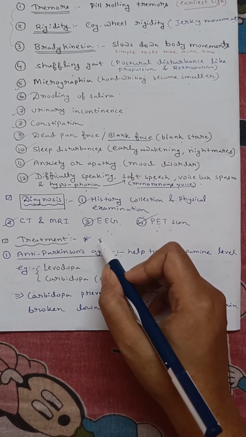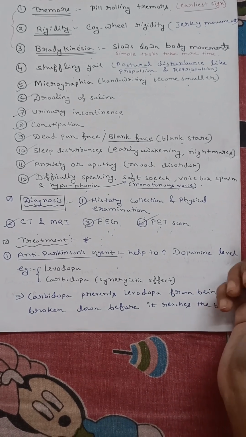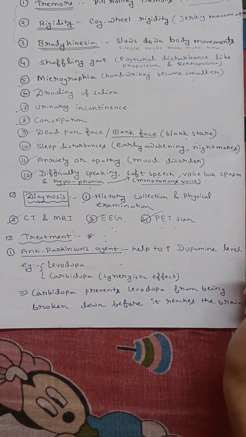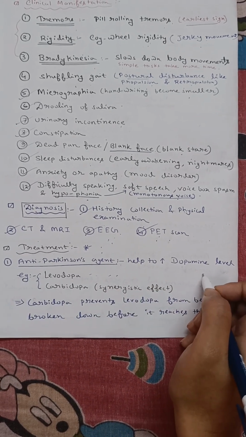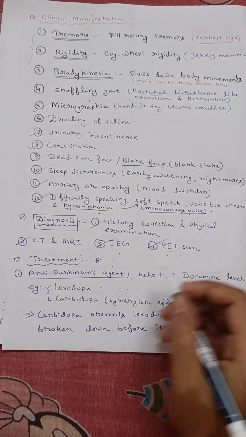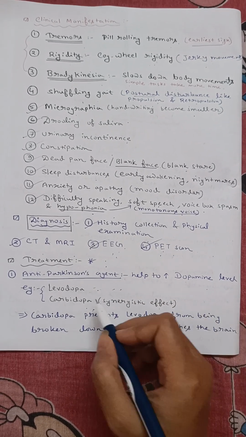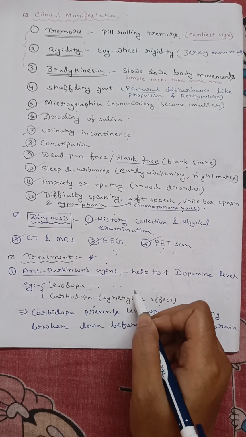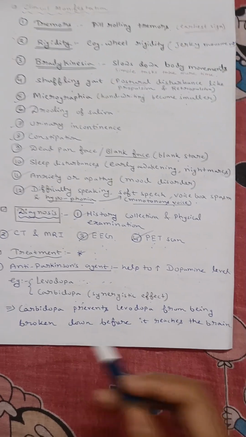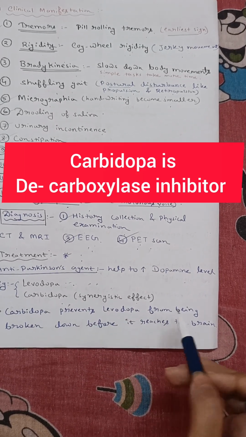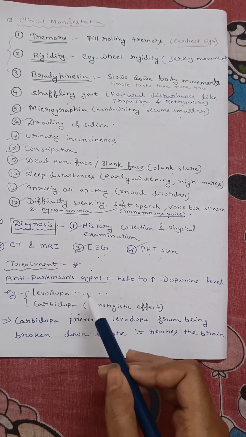Coming to the treatment, in PD there are different types of treatment which are combined and coordinated in a manner. So here I have listed the main treatments. Firstly, anti-Parkinsonism agents which help to increase the dopamine level of the brain. Here we use a combination of levodopa and carbidopa, which have a synergistic effect. Basically levodopa converts to dopamine in the brain, but before it reaches that area it breaks down. So carbidopa prevents the levodopa from being broken down before it reaches the brain. So we use carbidopa along with levodopa.